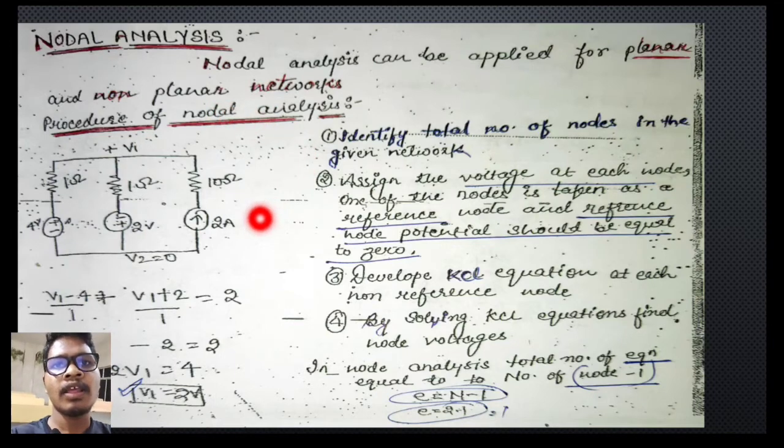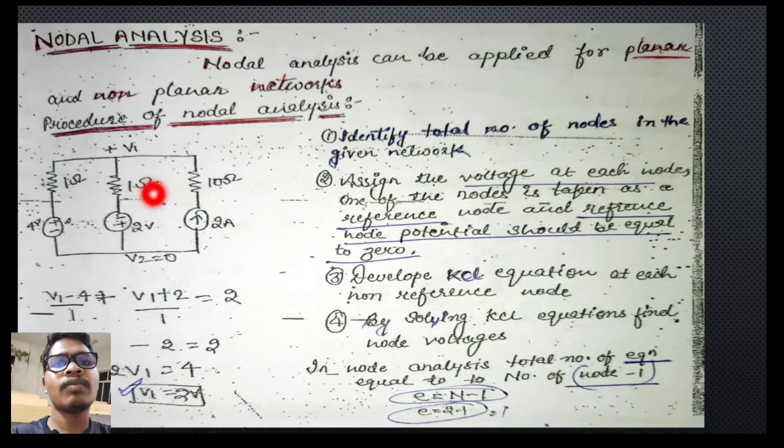Okay, so let's see the procedure for nodal analysis. First, identify the total number of nodes in the given network. In mesh analysis, in the first step we have to find how many meshes or loops are in the system. But in this case we identify the total number of nodes in the given network.